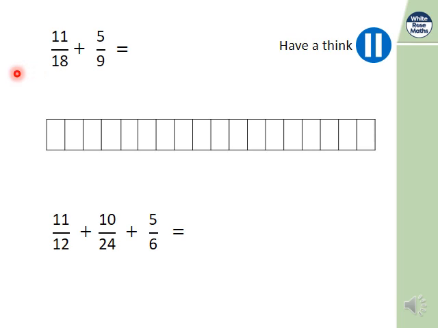Have a think now by yourself. You've got these two questions. The first one has a fraction bar we can look at afterwards to help us, but pause the video and have a go at adding these two fraction equations. Have a go at adding them together. When you think you've got your answer, can your answer be simplified? Can you simplify your answer? So that means, can you find an equivalent to that fraction by dividing? Pause the video and have a go.